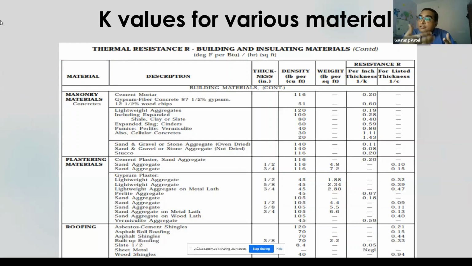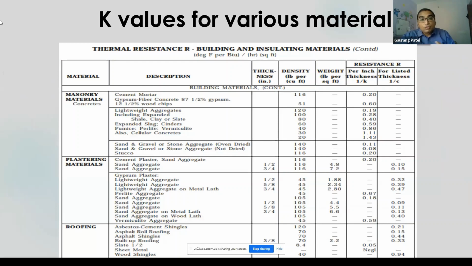Now, where to get these various K values for the building materials? Now we come to the practical side, because so far we were learning the theory, how to calculate the U value. The question comes: when I have a brick wall, an RCC wall, or a wooden wall, where do I get the K value?